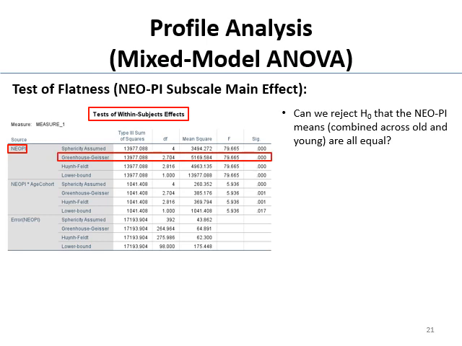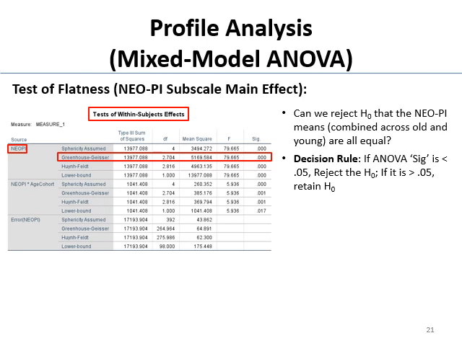So this test right here is the NEO-PI subscale mean effect. That is, does the neuroticism for all 100 subjects differ from their extroversion, differ from the openness, differ from agreeableness, etc.? And again, it's usually not very meaningful. So can we reject the null that the NEO-PI means combined across young and old are all equal? Our decision rule is if sig is less than 0.05, reject the null. If it's greater than 0.05, retain the null.